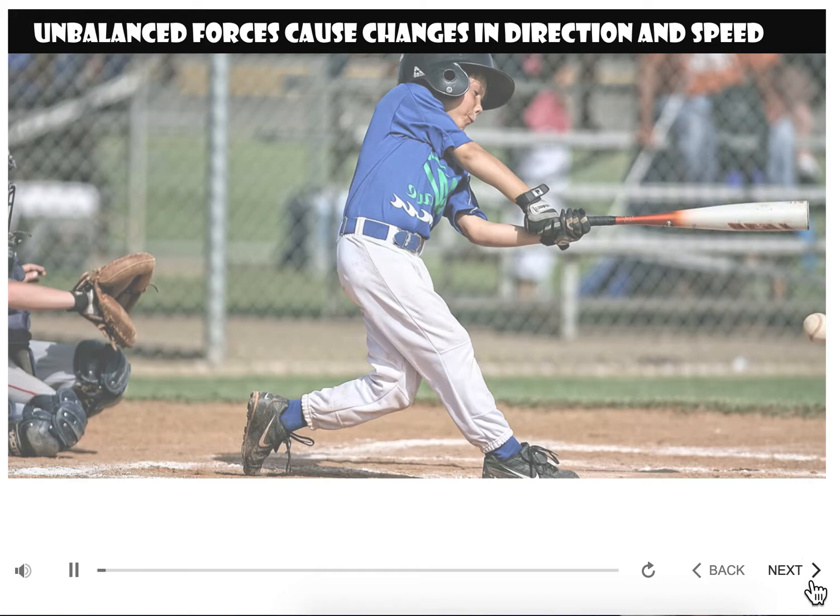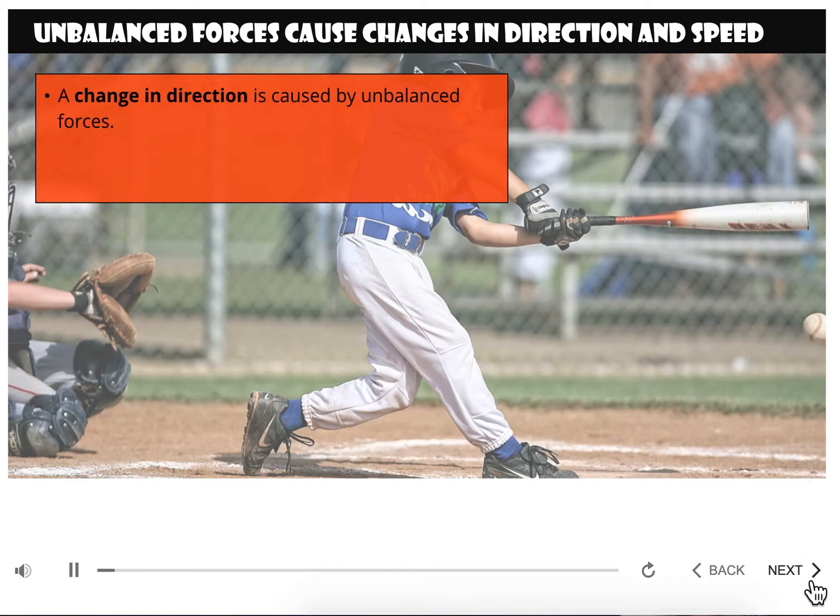Sports are all about movement. A change in direction is caused by unbalanced forces. A change in speed is also caused by unbalanced forces. Sometimes a change in direction or speed can be seen if a force is much larger than an opposing force. You can tell when a batter is swinging the bat that if he makes contact with the ball, it will travel far. We can diagram these forces too.